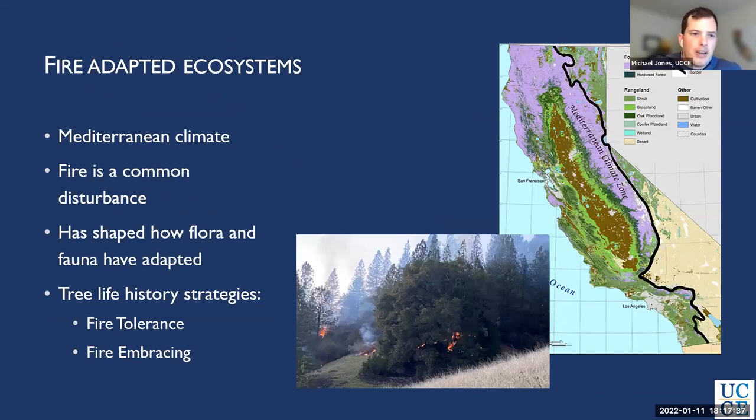I'm not going to spend a long time on this, but I think it's really important to set up this conversation because fire is an important part of these ecosystems. It's a common disturbance. We live in a Mediterranean climate where fire has been around for hundreds of thousands of years. It's shaped the flora and fauna, and the trees have developed these life history strategies, which I'm going to collectively call fire tolerance and fire embracing. This is really important because you'll see the differences in the way the trees respond to fire and how that affects your management decisions and maybe what your goals and objectives are after fire.